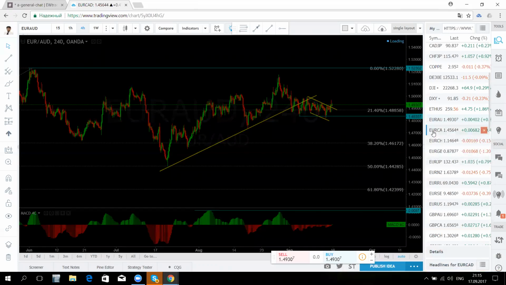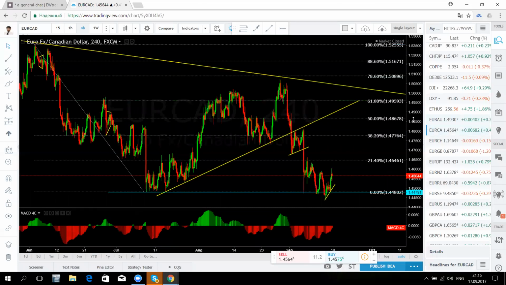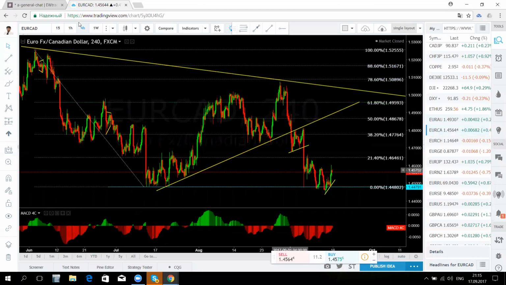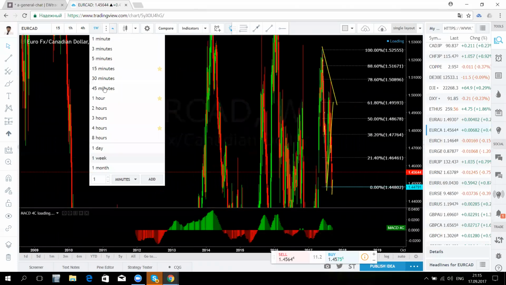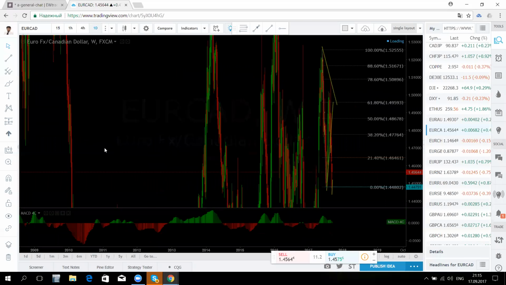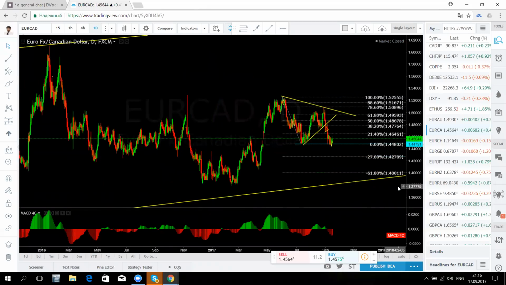EuroCAD. EuroCAD broke the low here. We're still in this very, very big correction. Let me put it probably in a daily. That would be better. And the daily, you can see we're still in this very, very big correction here. 1, 2, 3. I don't think this is over. I think there's a possibility this could come some more here. And then we can start to look for the upside.